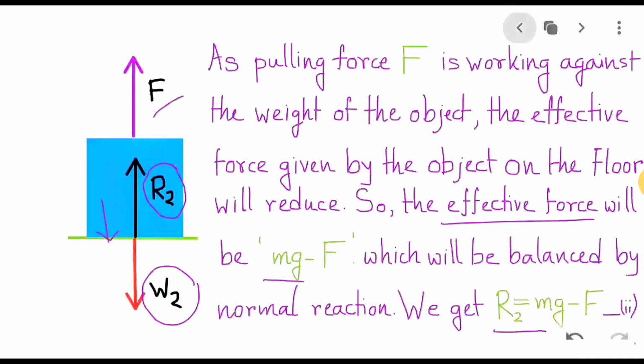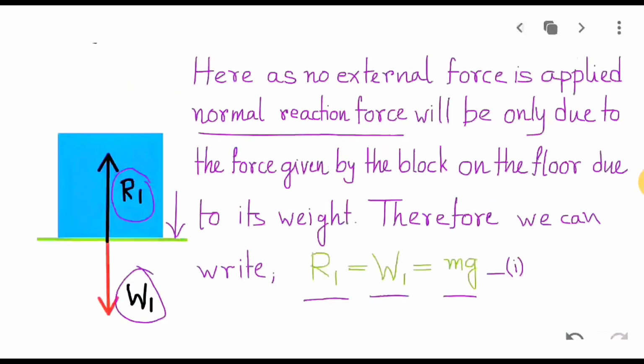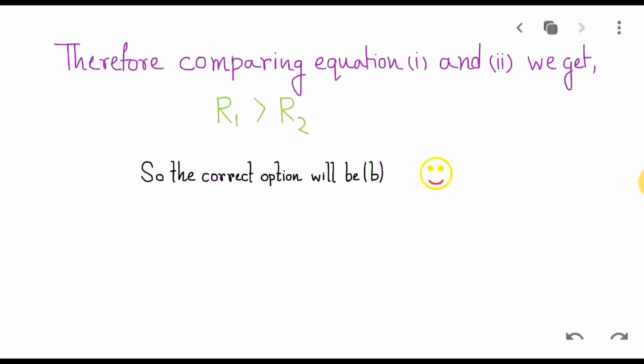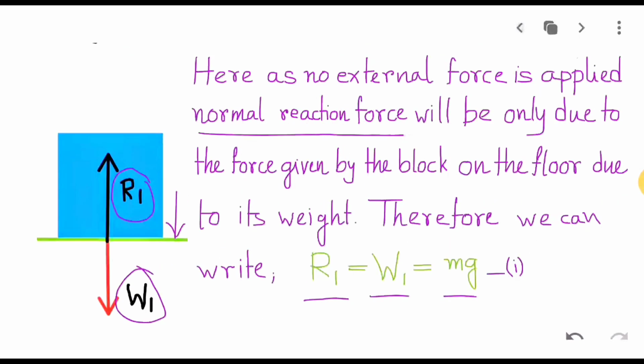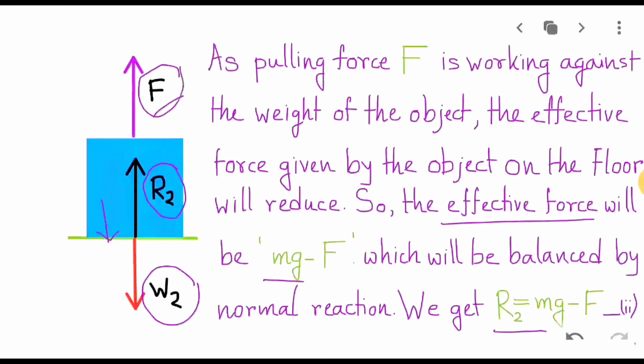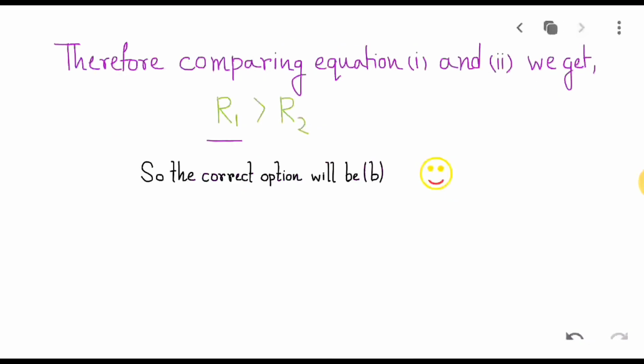If we compare these two equations, we can tell that where there is no external force applied upward on the block, the normal reaction will be higher than the case where a pulling force F is acting upon the block. So we can say that, comparing these two equations, we get R sub 1, that is the normal reaction when there is no external pulling force applied, is greater than R sub 2, where there is a force applied upward. So the correct option will be B.